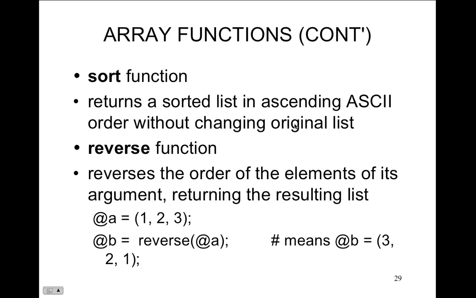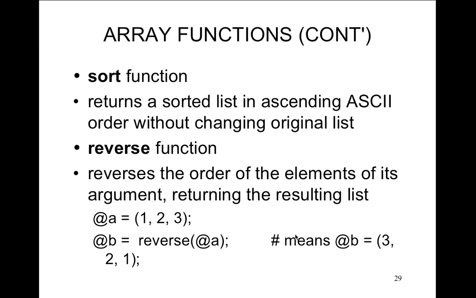We have a reverse function as well. It reverses the order of the elements of the array, returning the resulting list. So if the @ list was 1, 2, 3, and that was A, B is going to be equal to the reverse of A, which means that B is now equal to 3, 2, 1 instead of 1, 2, 3. So that's a good example of it because now B is permanent.